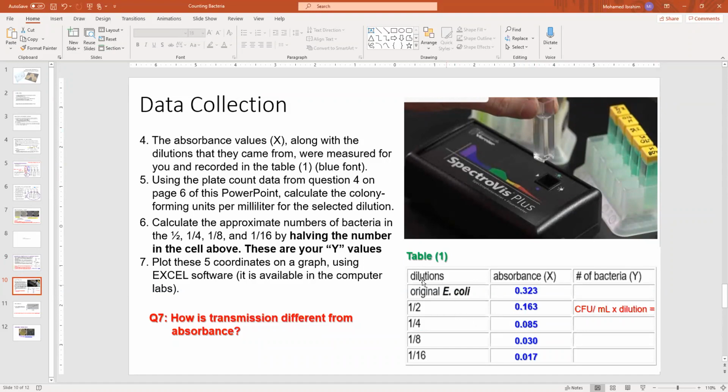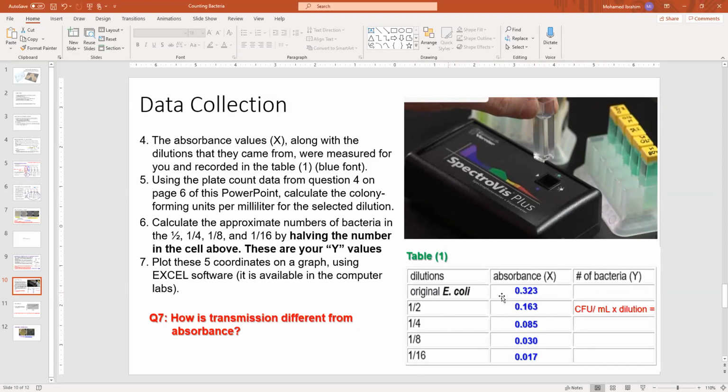So now you can have your dilution, you have the absorbance, and as we mentioned, the more concentrated the culture, the more absorbance you will get. So you can see that the absorbance is decreasing when you increase the dilution factor. Now you have your absorbance, and you know how many colony forming units per ml, right?